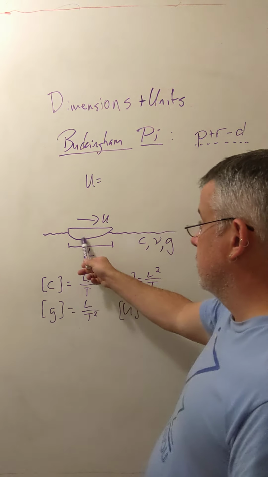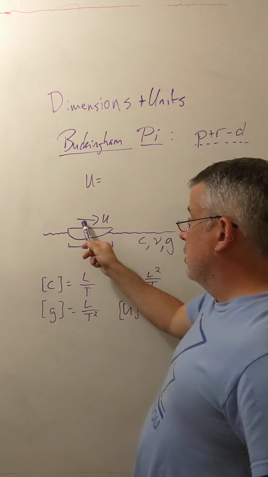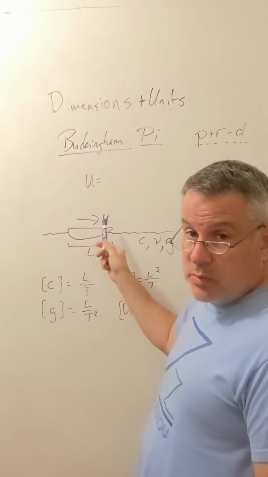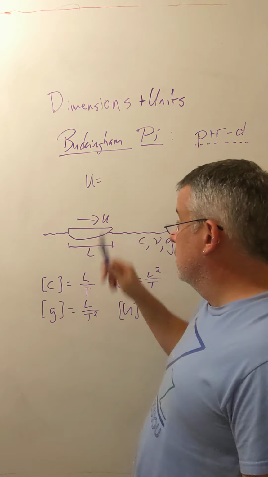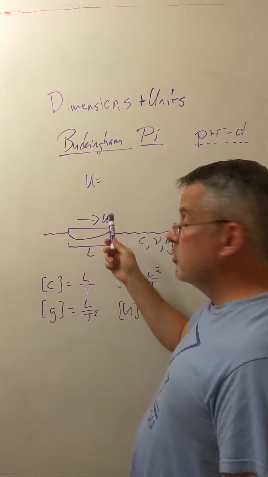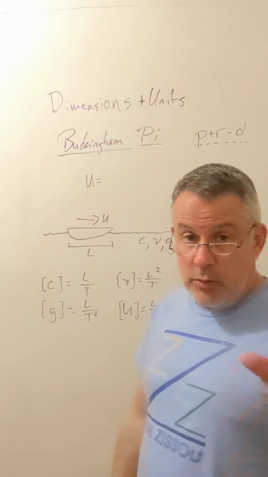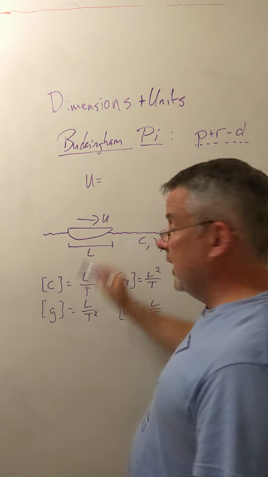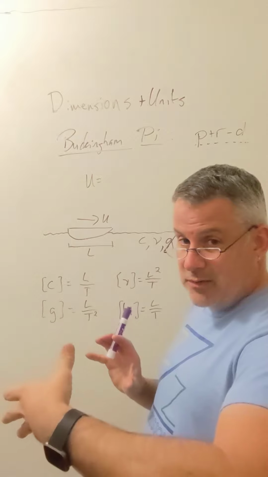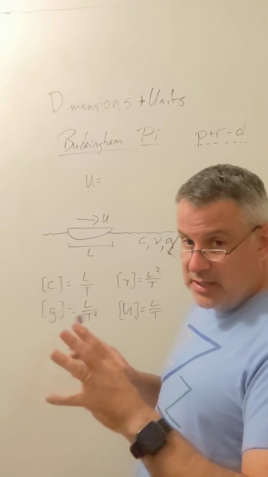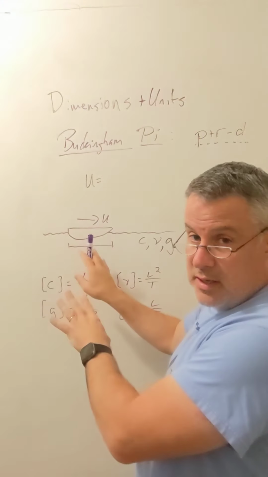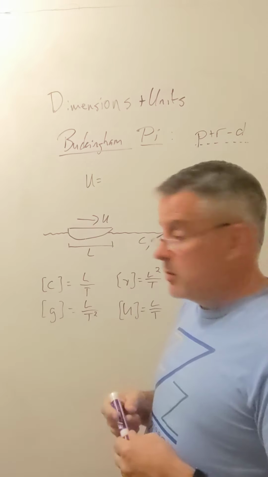Okay, so here's our boat. It's traveling on the water. The boat speed is what we're interested in, u. We have the length of the boat. We can also think about the height of the boat, the surface area, the wetted area of the boat, all kinds of things like that. But let's just keep it simple, and have just the length of the boat.